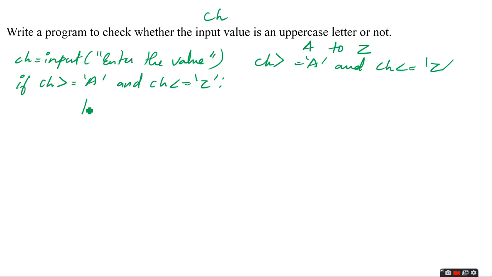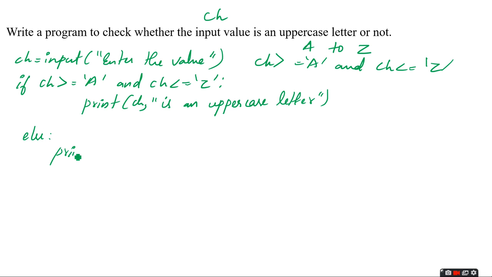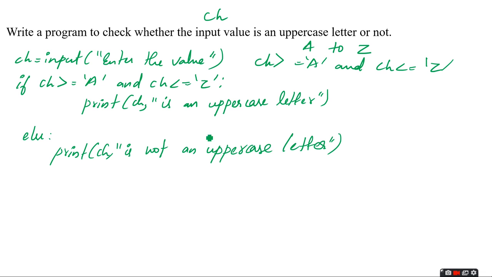If the condition is true, we can print that CH is an uppercase letter. If the condition is false, then we have to write the else part. Print CH is not an uppercase letter.